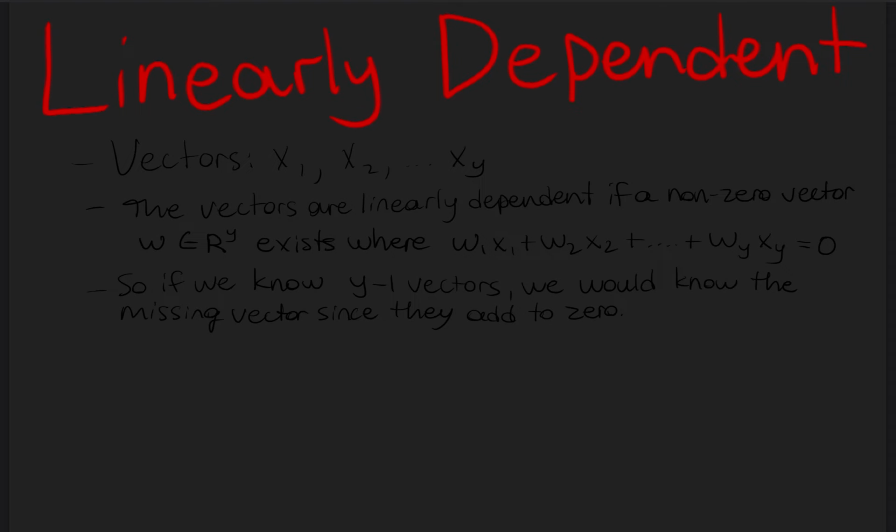So if we know y minus 1 vectors out of the set y, we know the missing vector, since the y minus 1 vectors added to the last vector would equal 0, and then we would just solve for that final vector. So if all the vectors multiplied by a non-zero vector add up to 0, then they are linearly dependent.